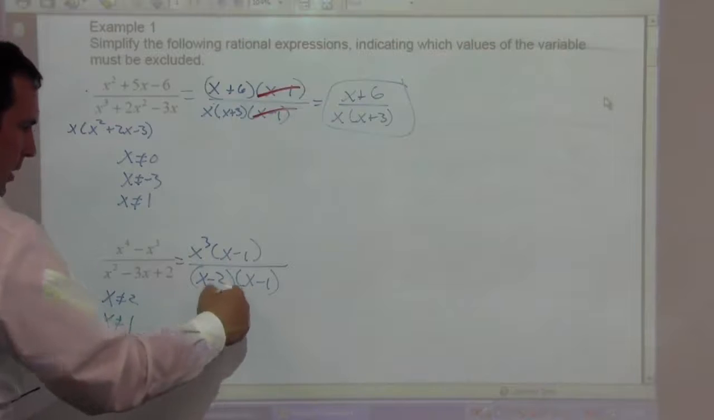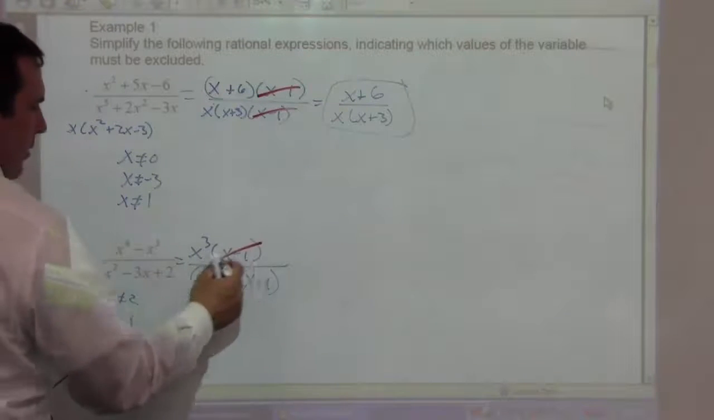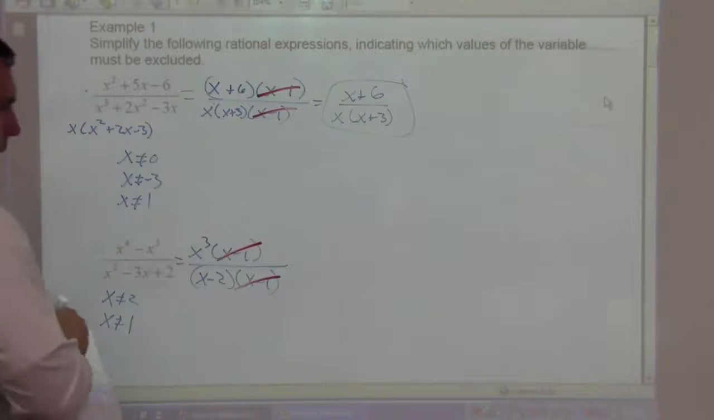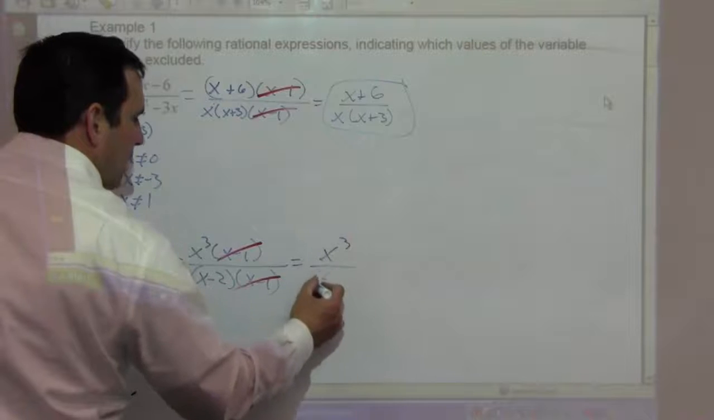If you put 1 in there you're going to get 0. And we can't have 0 in the denominator. The x minus 1's divide out. So we get x cubed over x minus 2.